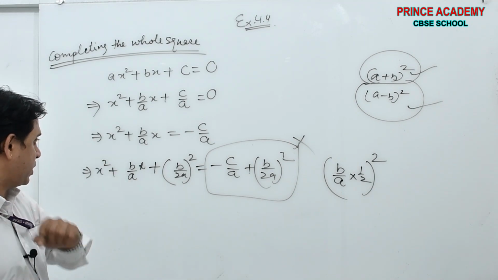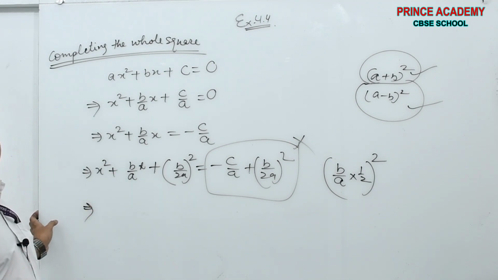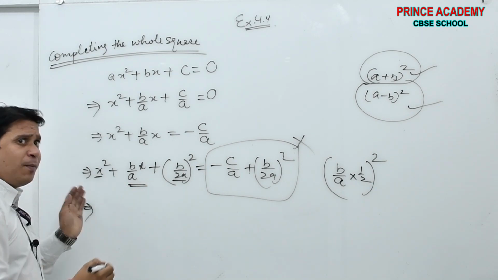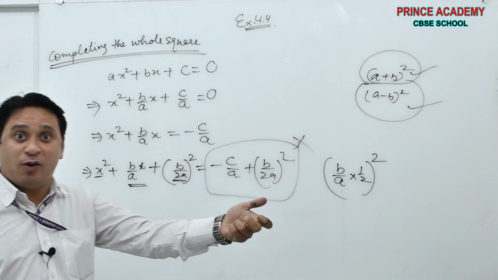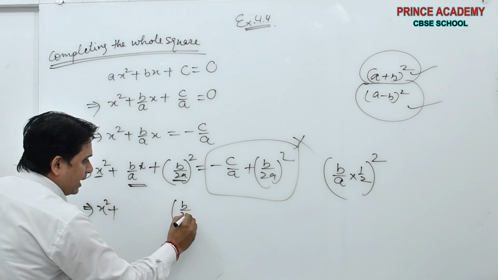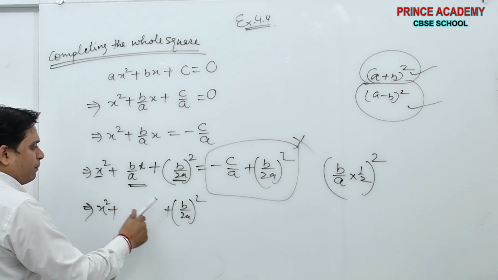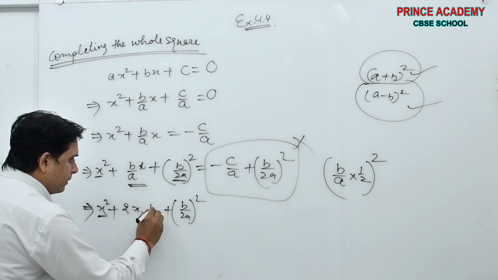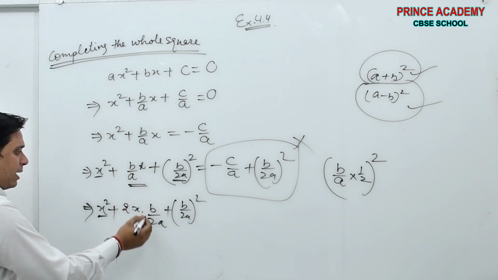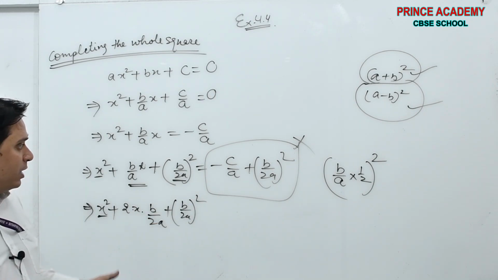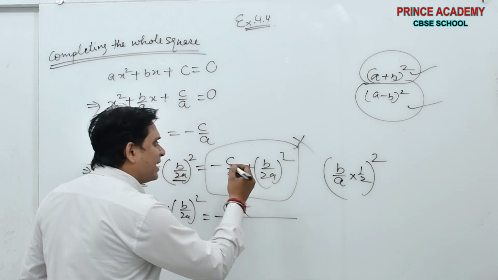Done beta? Now see what I am going to do here. This is a square, this is b square. It will automatically give you 2ab. I have already told you in the question, (x plus b by 2a) square. This is a square plus b square. Now see here, 2ab. b by a, 2 cancels 2, b by a x, b by a x. Yes or no? Whatever you get here, it doesn't matter beta.